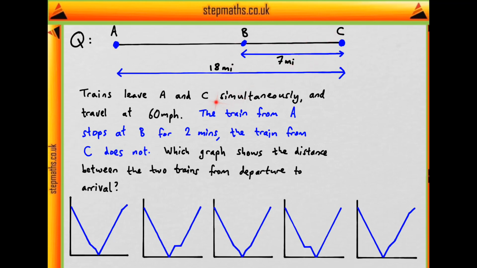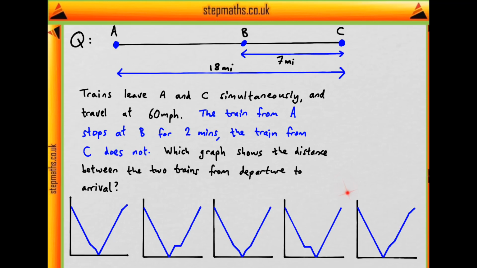So if trains leave A and C simultaneously and travel at 60 miles an hour, if the train from A stops at B for 2 minutes, but the train from C does not, it just carries on past B, then which of these graphs shows the distance between the two trains from departure to arrival?